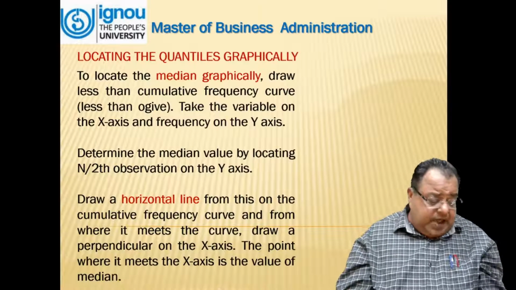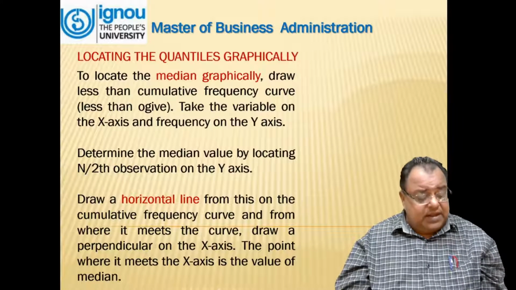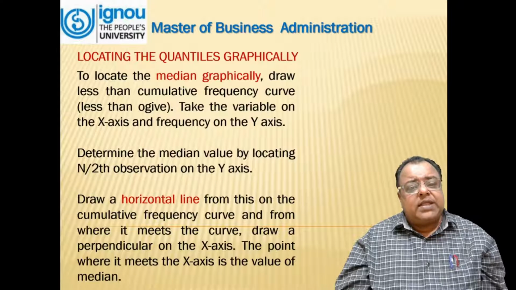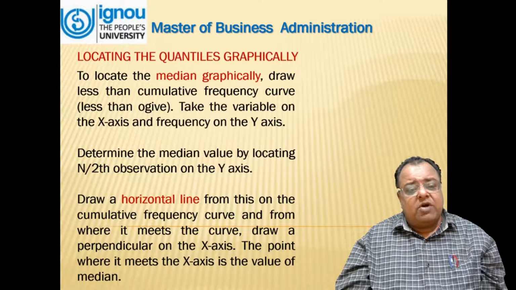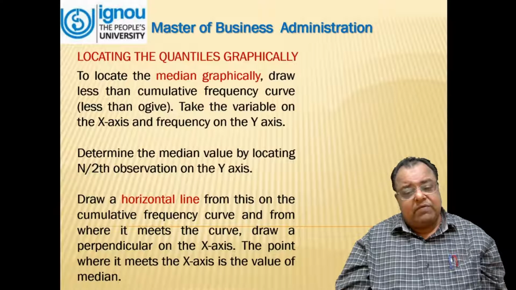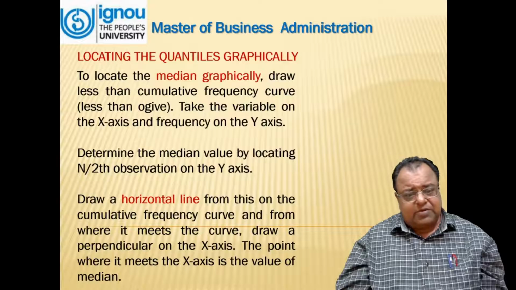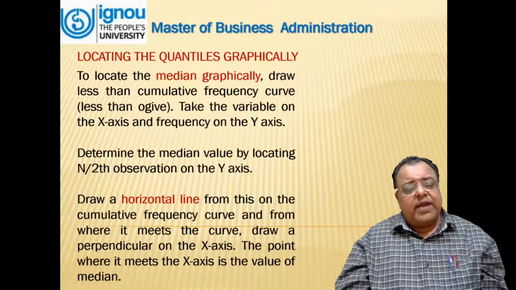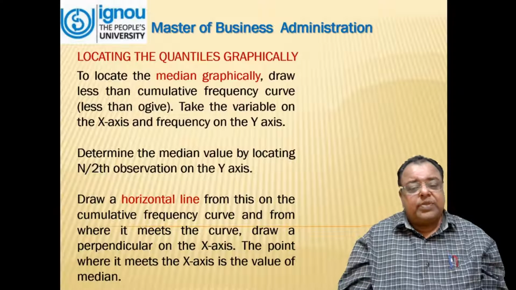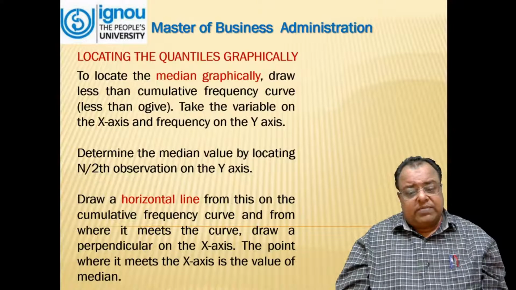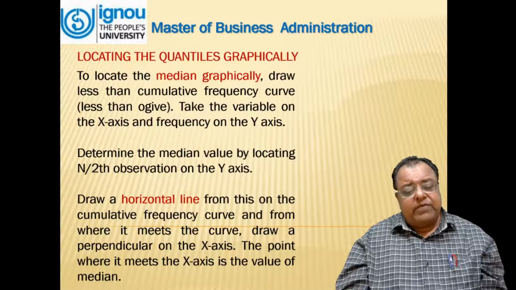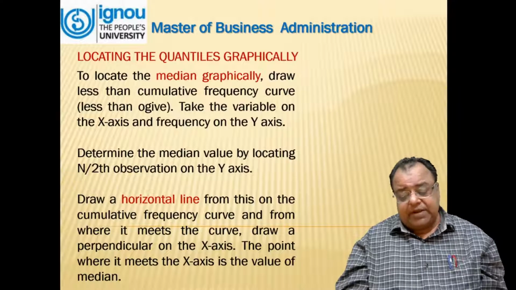Now we will see the method to locate these quantiles graphically. To locate the median graphically, we have to draw the less than cumulative frequency curve, or less than ogive. Take the variable on the x-axis and frequency on the y-axis. We discussed this earlier also. Now we determine the value of n by 2 th observation on the y-axis. Then draw a horizontal line from this point to the cumulative frequency curve, and from where it meets the curve, draw a perpendicular to the x-axis. The point where it meets the x-axis is the value of the median.